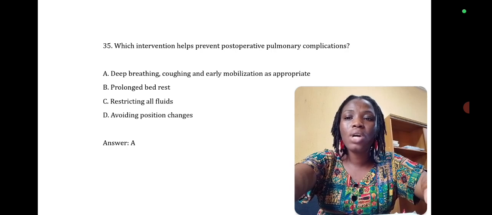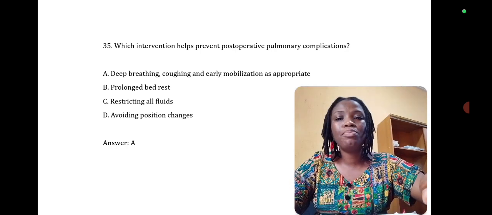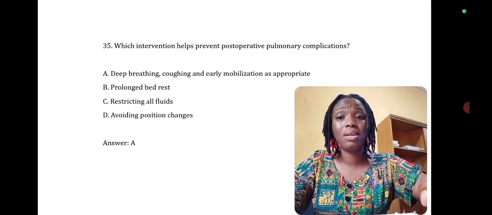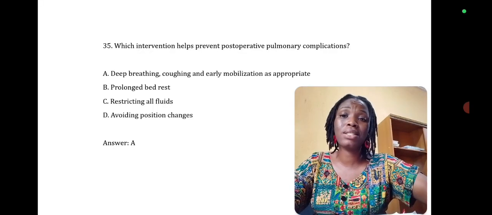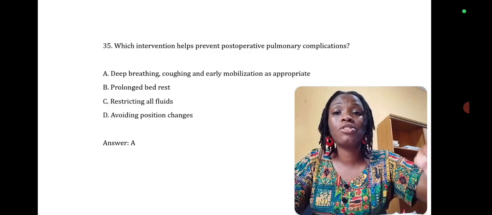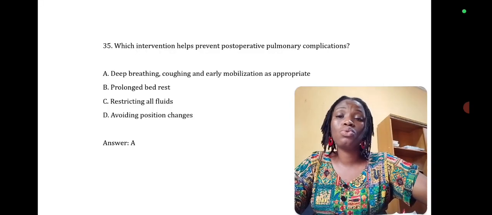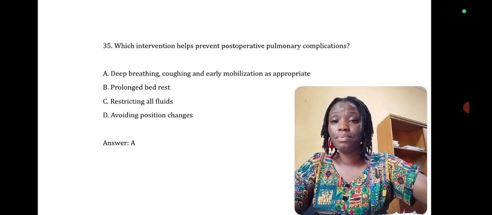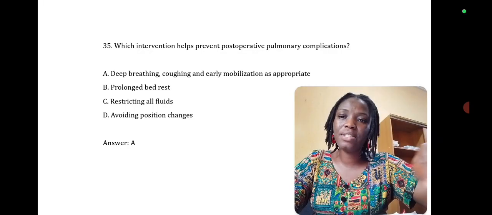So they said which intervention can help to prevent it. How do you prevent it? It is deep breathing exercise. That's why any patient going for an operation, the perioperative nurse, the nurse that teaches this patient what to expect after the surgery, should teach them how to do deep breathing exercise. Teach them how they will start ambulating after the surgery. Those are things you do preoperatively.